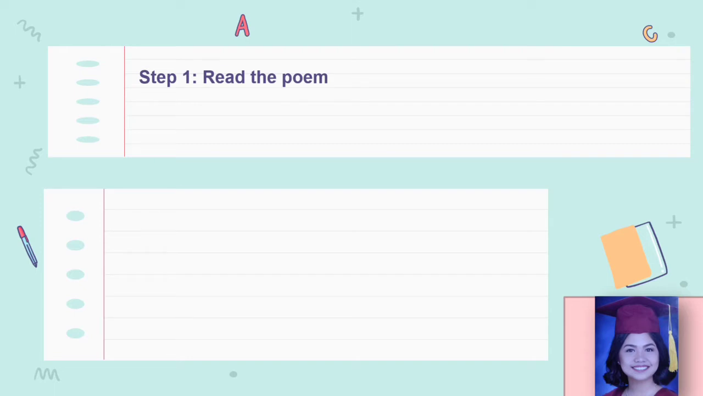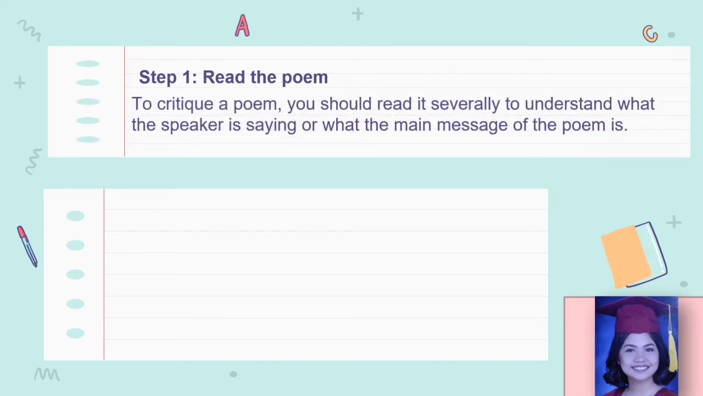Step 1. Read the poem. To critique a poem, you should read it several times to understand what the speaker is saying or what the main message of the poem is. If there are unusual or difficult words, find their meaning. In most cases, the title will give you the summary or general meaning of the main idea or thought that is being presented.